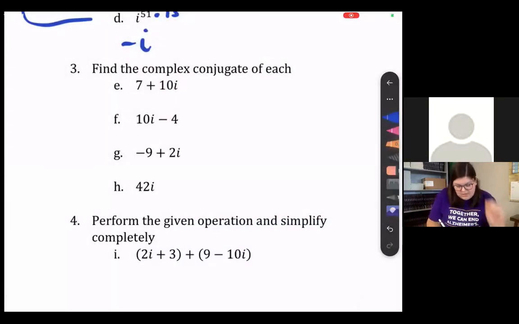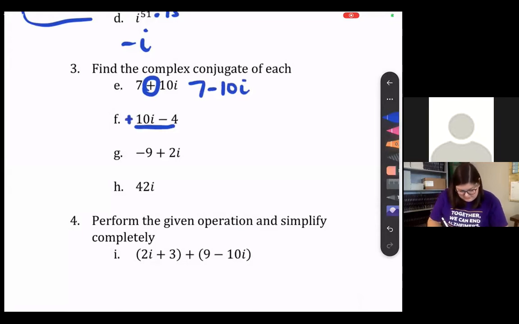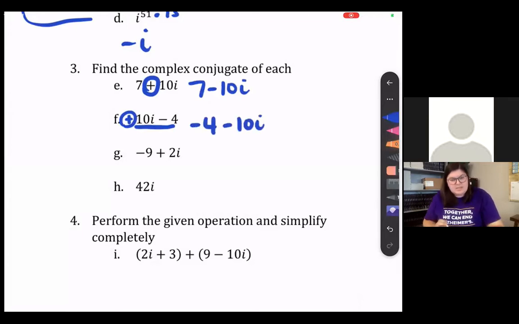That is just changing the sign in front of the i term, the imaginary part. So now I have 7 minus 10i. I don't do anything to the real part. For this question, this is out of order. You need to change the sign that is in front of the imaginary term. So now it's going to be -4 minus 10i, because that 4 is negative, that sign stays with that.